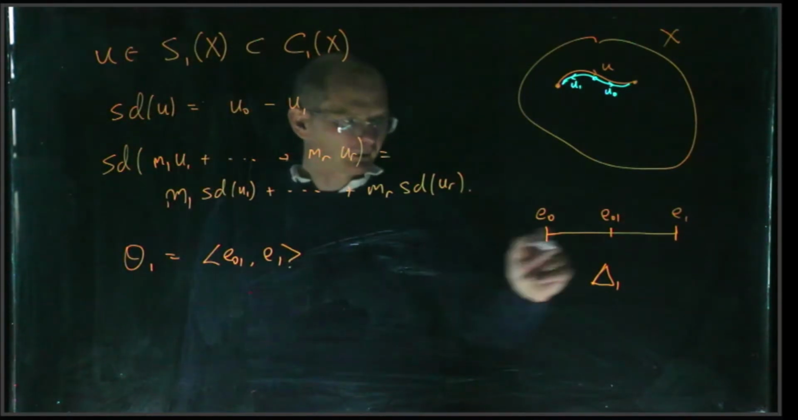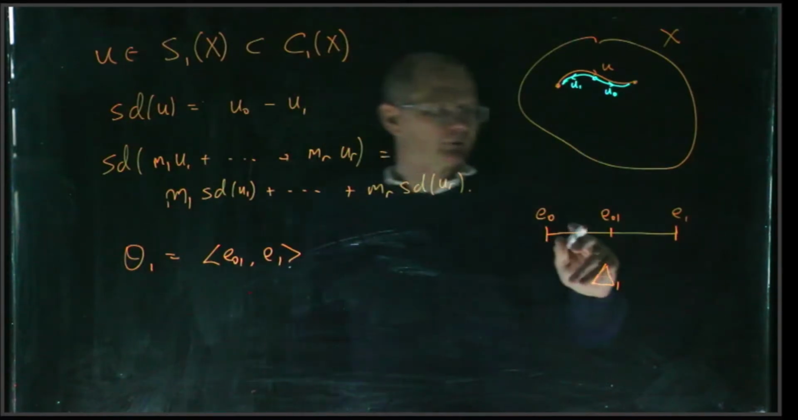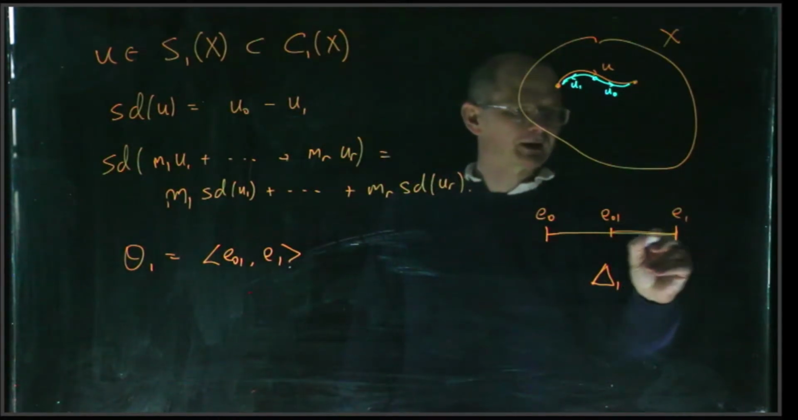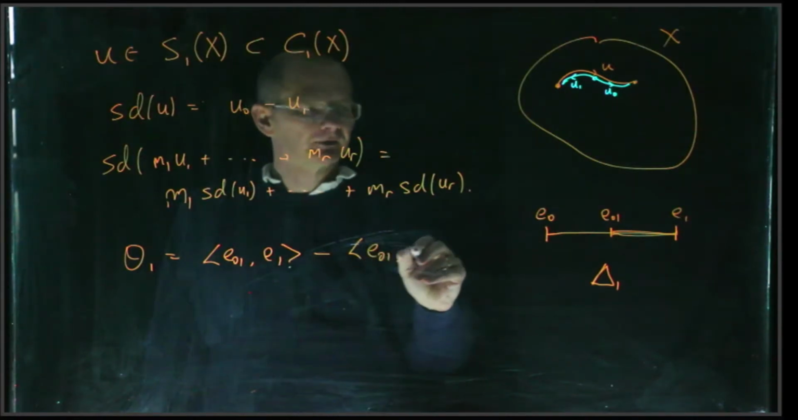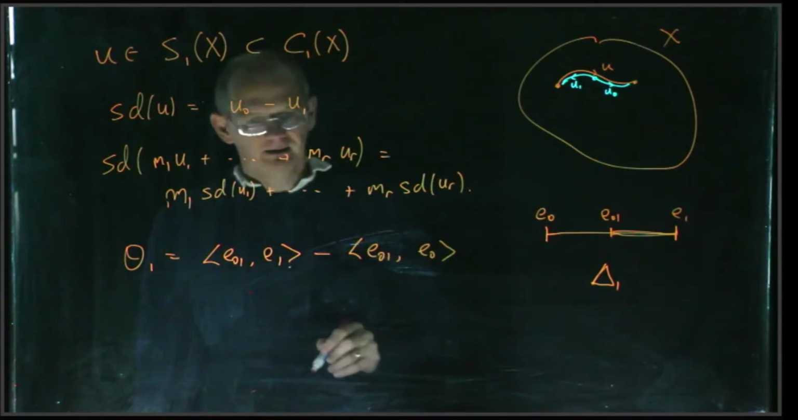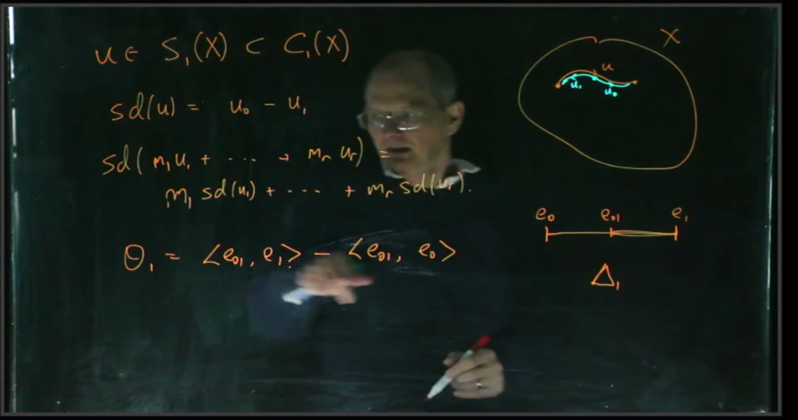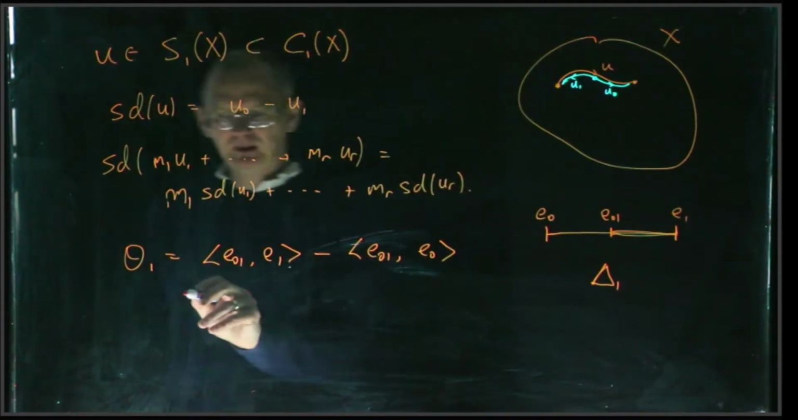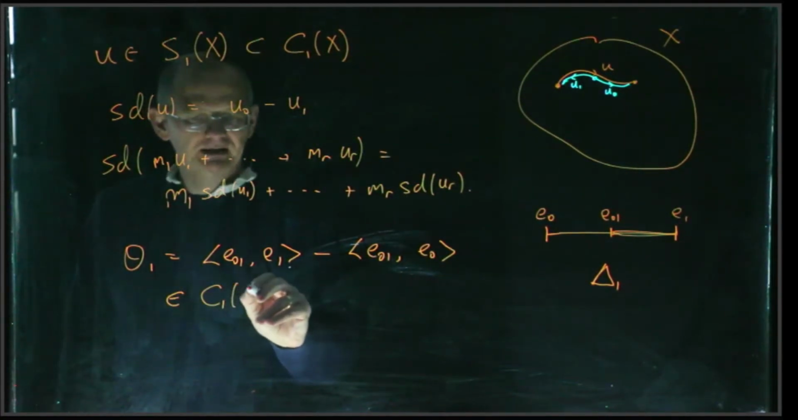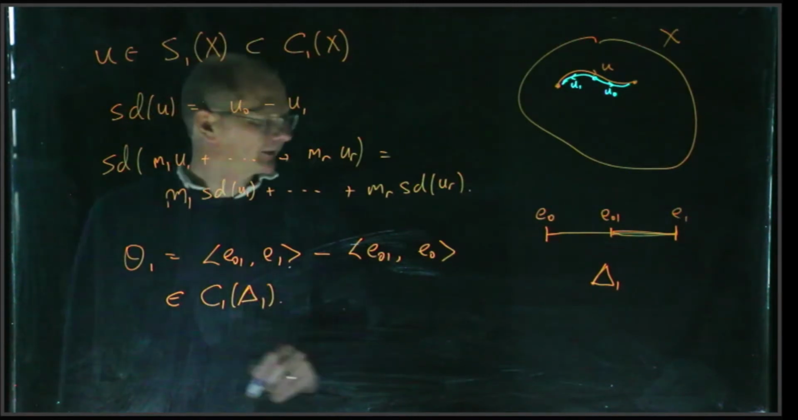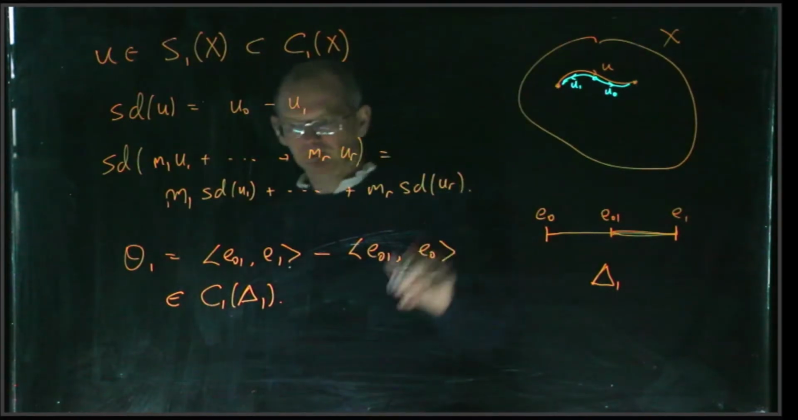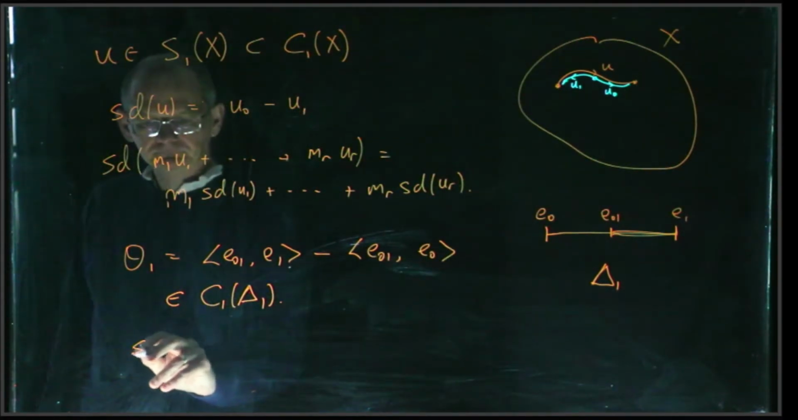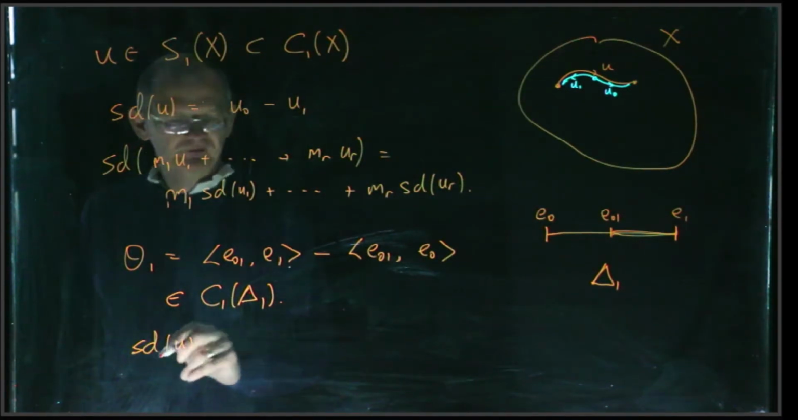So it's the obvious linear map from delta 1 to itself, which fills in the right-hand half, and then minus the path from E0,1 to E0. We can think of this as being a one chain in the simplex, an element of C1 delta 1. And then, what's our subdivision of U?